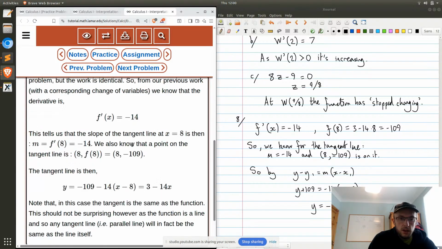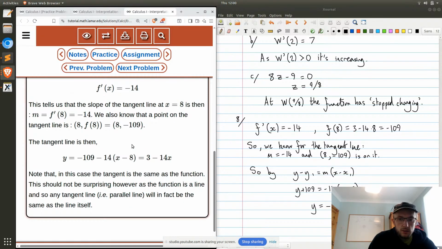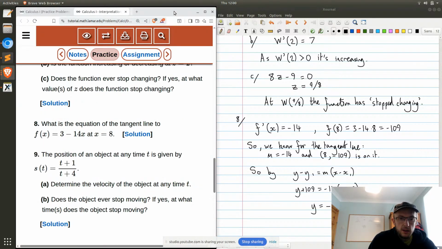That's the sort of formal way to work through it. But as you can see, the function is 3 minus 14x, and the tangent line is obviously exactly the same, right? And that just makes sense. The tangent line to a line at any point on that line is equal to the line itself. It's coincident with it. So I didn't need to do all this work, but I was just showing you that formally the process works out and exactly aligns with our intuition.